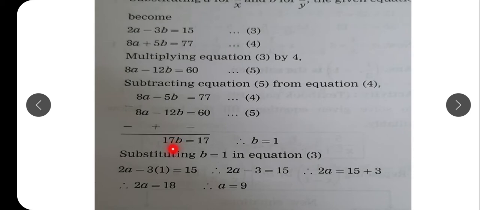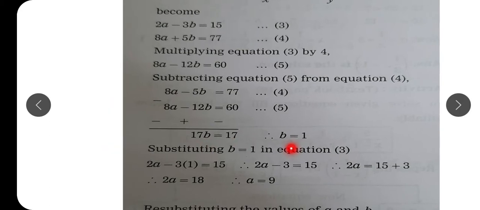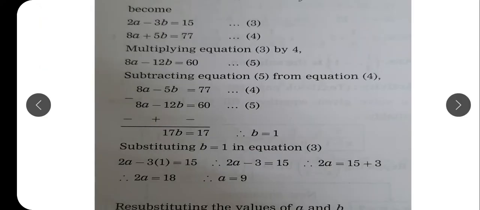Minus 5b minus, sorry, plus 12b is... here plus 5b is there. Plus 5b plus 12b is equal to plus 17b. Then 77 minus 60 is 17. Then b is equal to 1. Substituting this value of b in equation number 3.